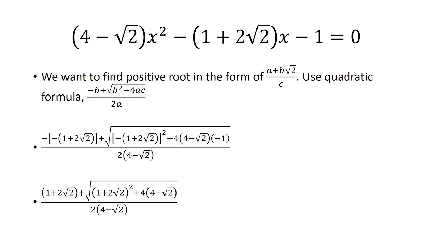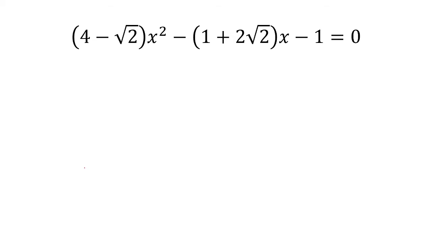These two negatives in front of the 1 plus 2 root 2 will turn into positive. And then we're going to be squaring this negative. So when you square a negative, it becomes positive. So this goes away. And then here we have negative and times a negative. That's going to turn into positive. Or you can think of it as negative 4 times negative 1 is positive 4. Everything else, I leave the same.